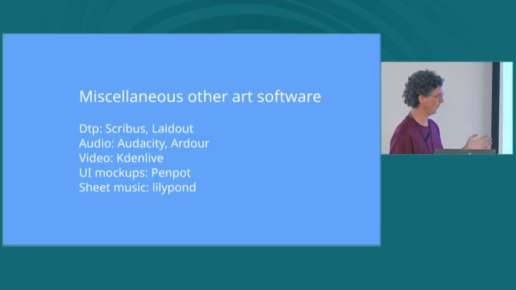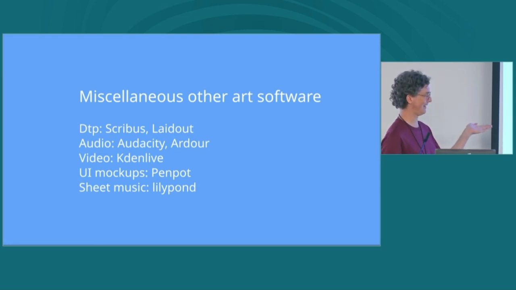There's other art software, just in case you're not familiar, for DTP, desktop publishing. Scribus is kind of the standard. Layout is one that I made for laying out my comic books. It has one serious deficiency, which is that it has really poor text support. As a cartoonist, I draw most of my text, so I haven't had a lot of urge to make an actual text tool. I work on it sometimes, but it's slow going.